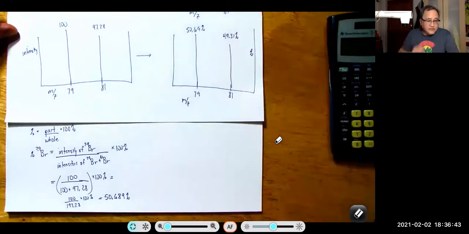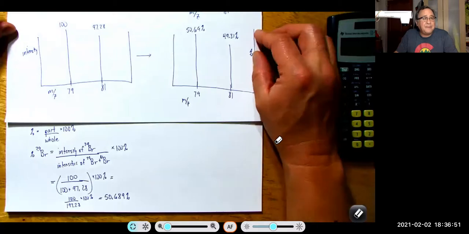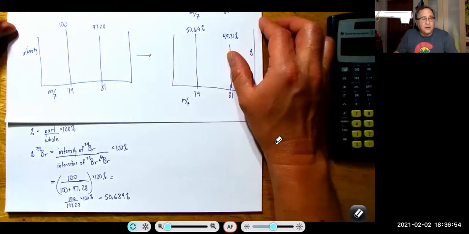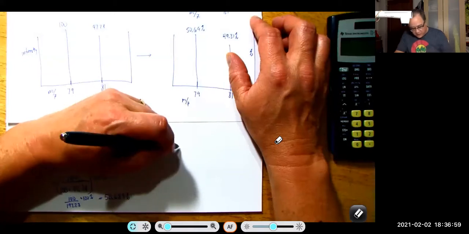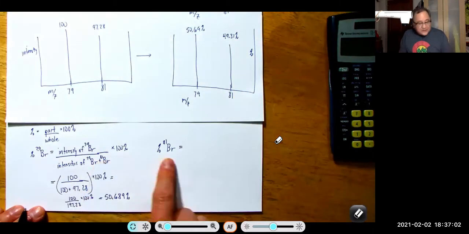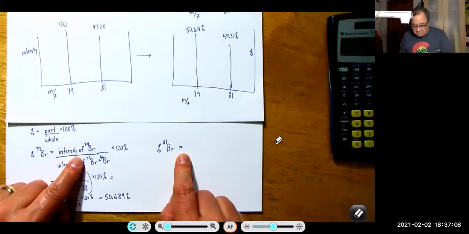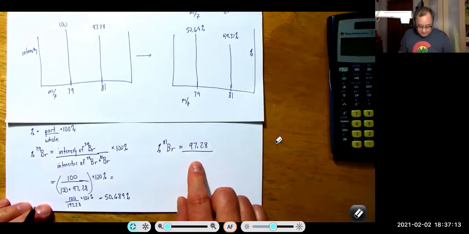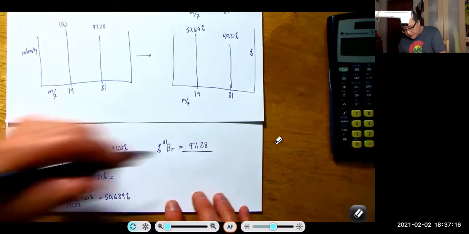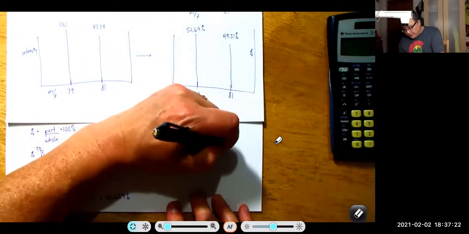Okay, any questions here about how we calculate that 50.689 and how it matches there? Any questions about that? Okay, so let's do the percentage for bromine 81. What number am I going to put up top? The intensity of 79 or the intensity of 81? The intensity of 81. What am I going to put on the bottom? The sum of these two numbers, which is 197.28, and then times 100%.